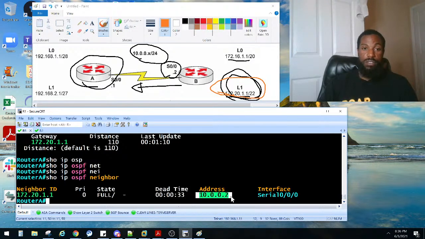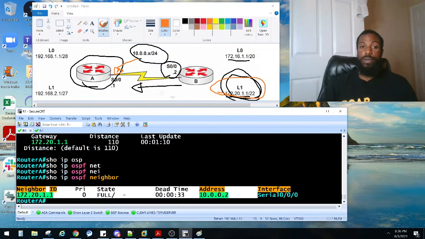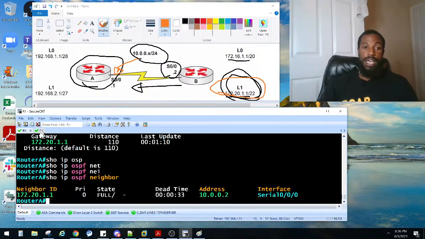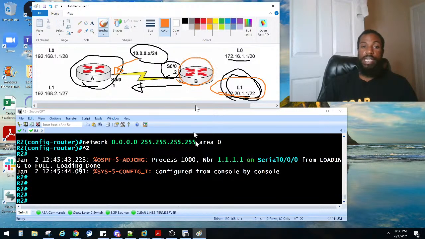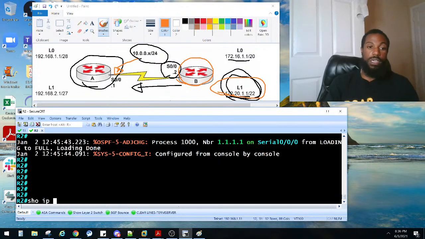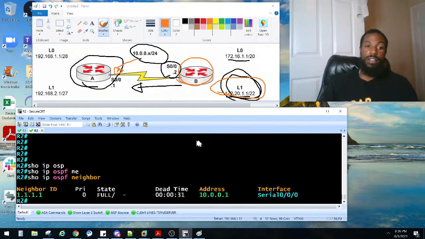Address 10.0.0.2. That is the interface we learned it from. So we learned that route information from this IP address, I mean that interface right there, right? What else we got? That's the interface that we learned it from. We go to the other side, so I'm going to go to this router and we'll see what he got. We do show IP OSPF neighbor and compare that.